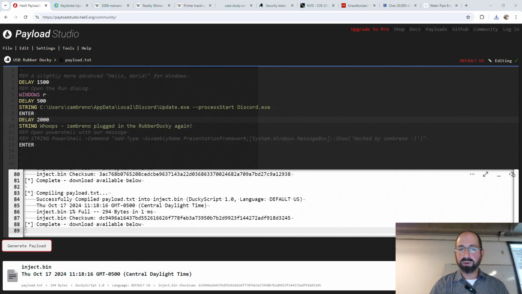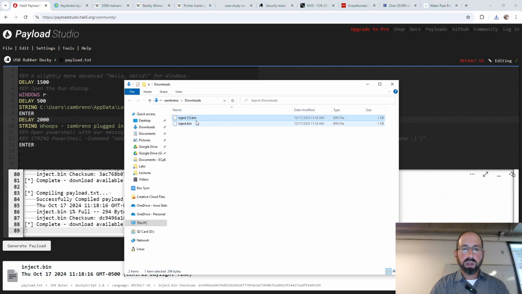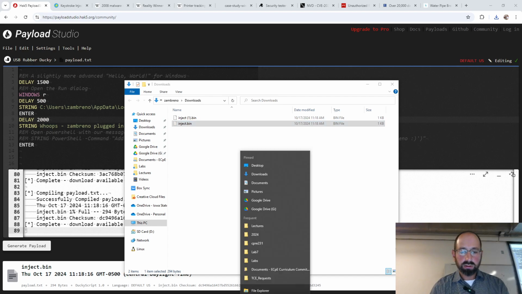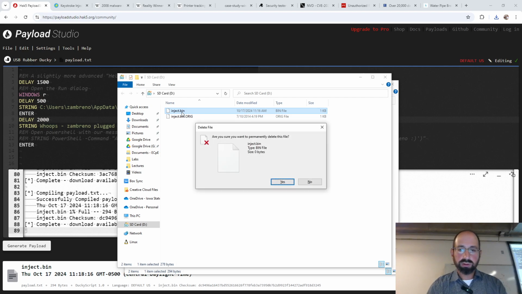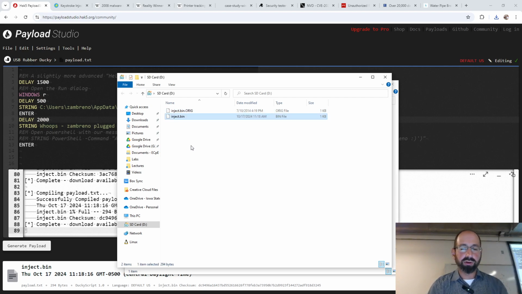Don't know if I hit download. Let me do it again. I think I had already hit download. Let me grab this one. Let's try it one more time. I will not try it a fourth time. Okay, got it. Let's eject it.